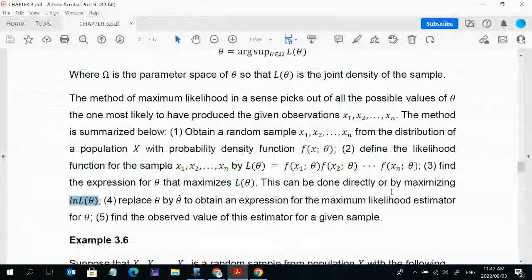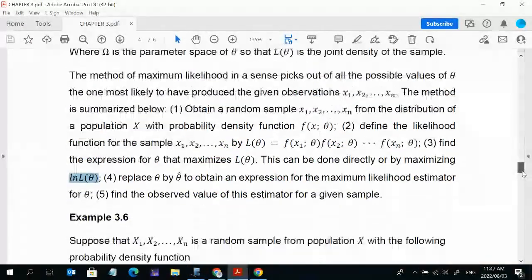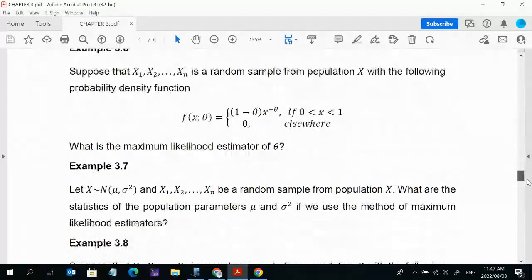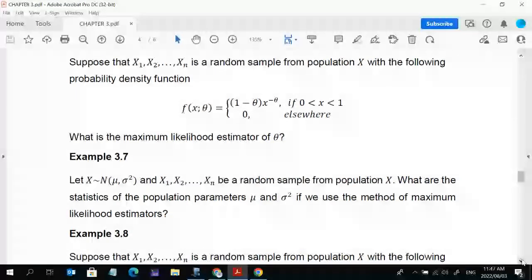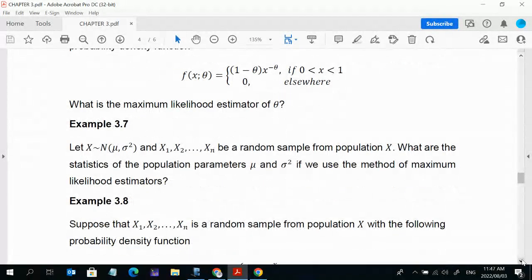So let's go back to the notes. We have the second example, where we have a population which is normally distributed. We take a random sample of size n from that normally distributed population, and now we want to find the estimators of the population parameters mu and sigma squared.